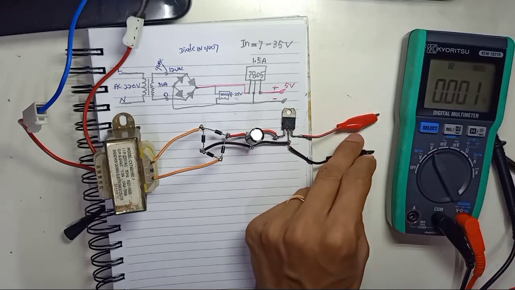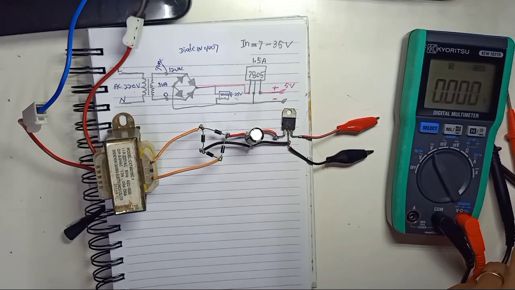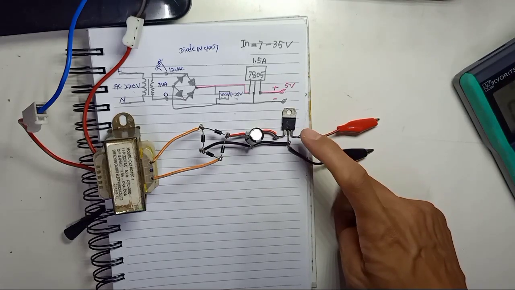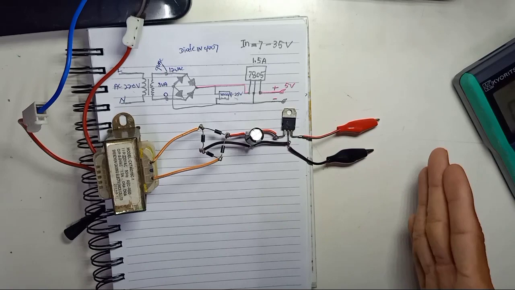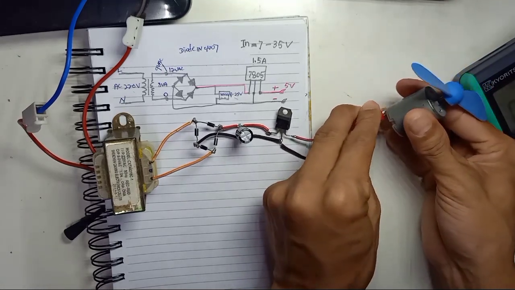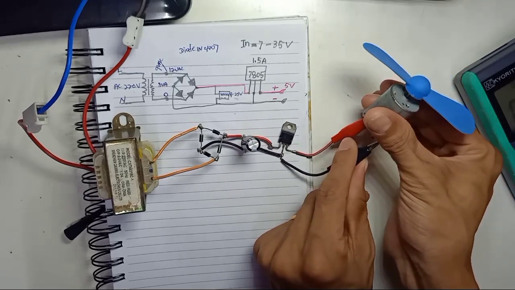So this is how to make a regulator with the 7805, which means 5 volt. If you're using the regulator 7812, that means the output we have is 12 volt. So right now, if we apply it to the DC motor here, this is a DC motor, our DC motor will run.